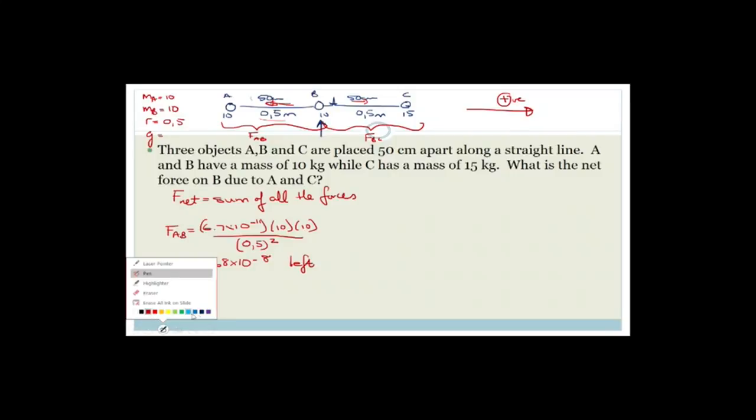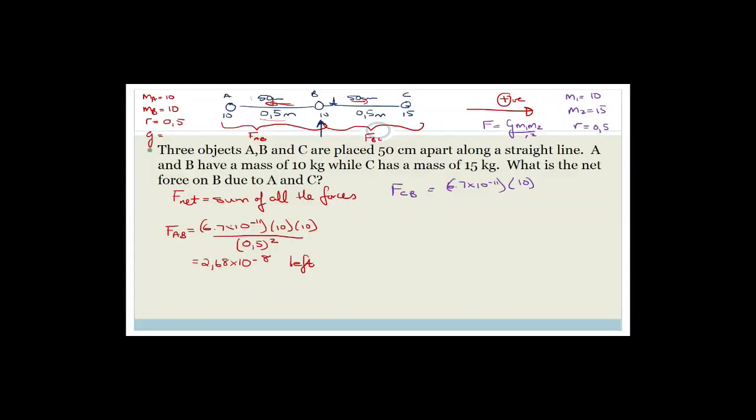Now, let's work out the force of C on B. Okay, so again, we've got G. Let me just write this out. F is equal to big G, M1, M2 over R squared. The big G is 6.7 times 10 to the negative 11. Okay, and then what do we know? M1 in this case is going to be 10. M2 is 15, and R is again 0.5. So therefore it's 10 times 15 all over 0.5 squared.